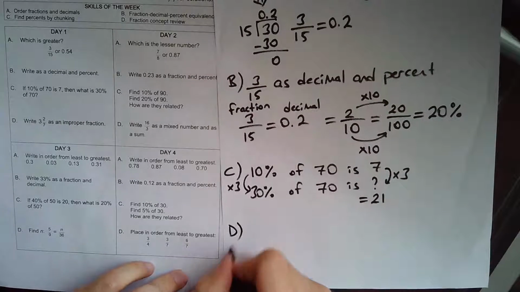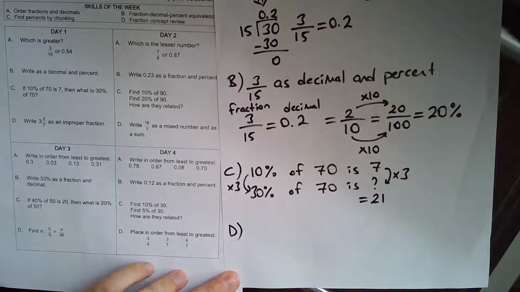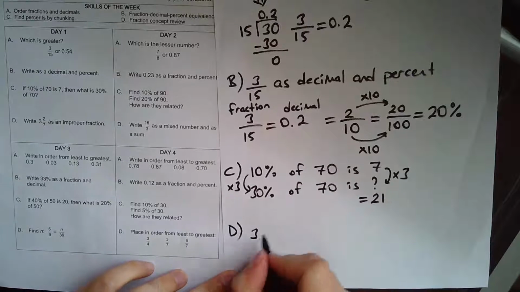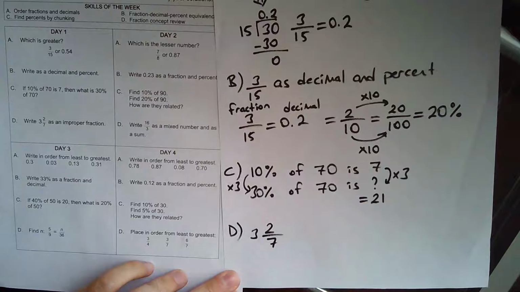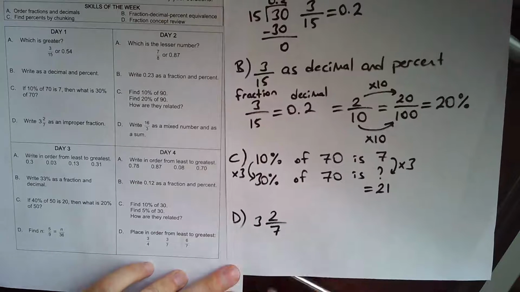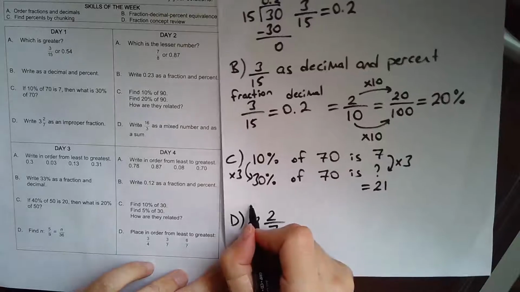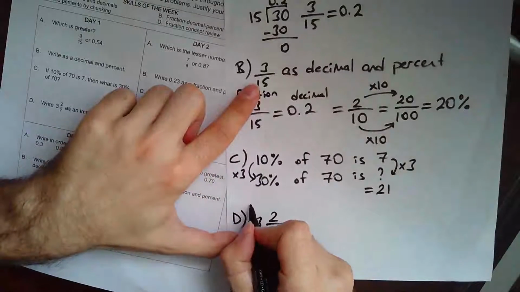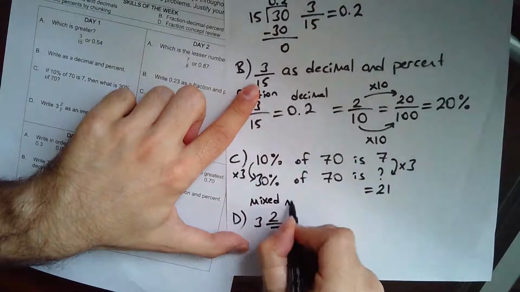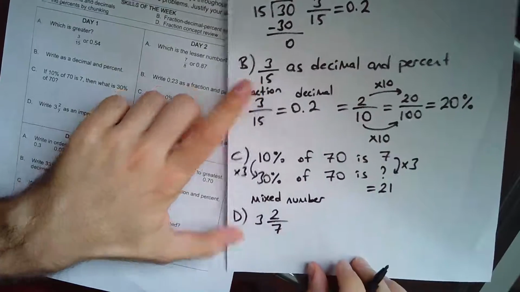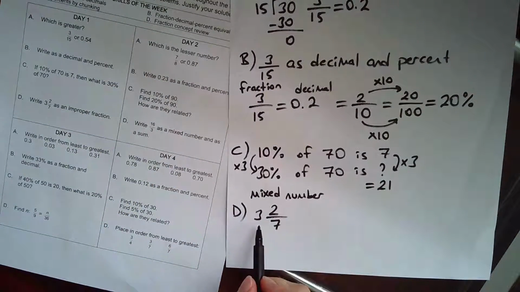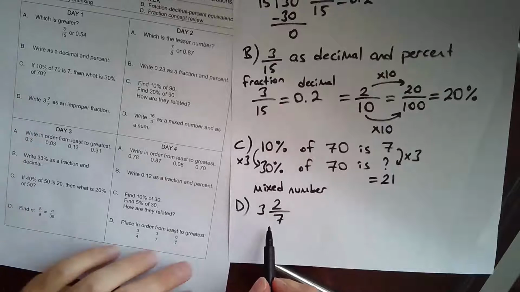So D. Write 3 2/7 as an improper fraction. So what kind of number is this? This number is a mixed number. Why is it a mixed number? Because it has a whole number and a fraction together.